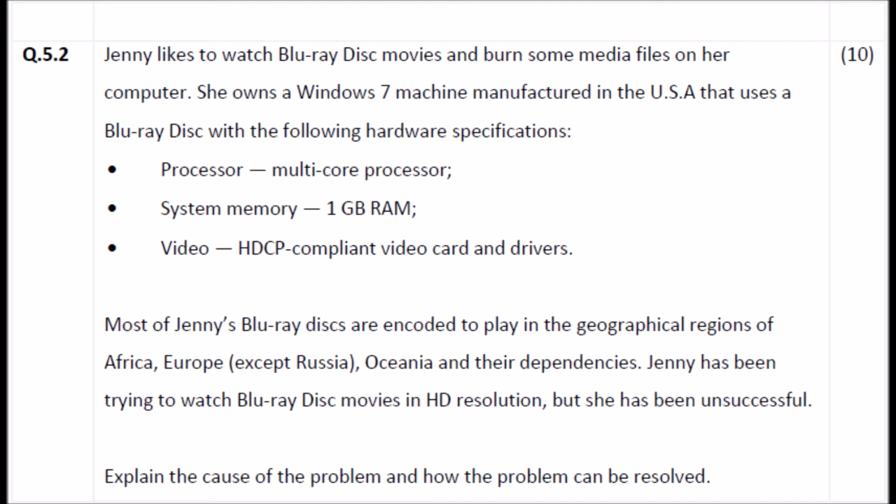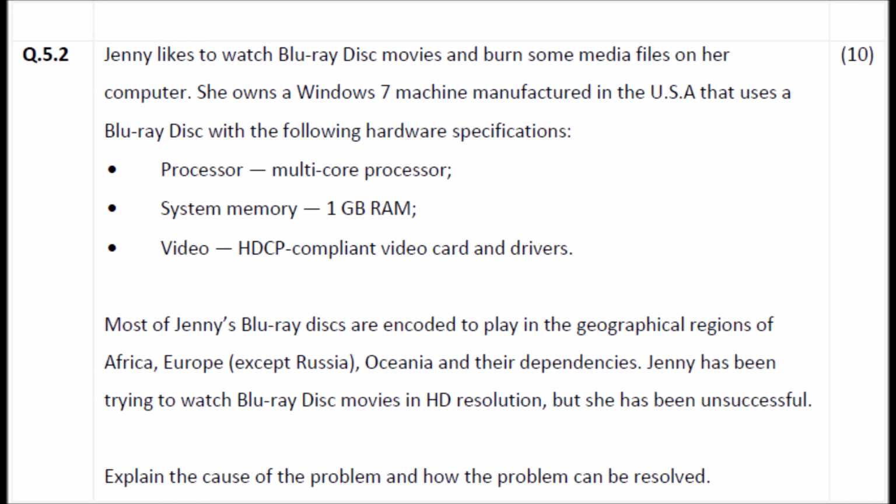So if you look at the specs of this Windows 7 machine, obviously the 1 gig is not sufficient. There's not enough RAM. Your minimum spec for that type of machine is 2 gigs of RAM. That's one issue identified and arguably indicated for resolution. And then the other thing as well is the regions. This particular machine has been configured for the States, and the disc that this individual is trying to view has been configured for a different region.